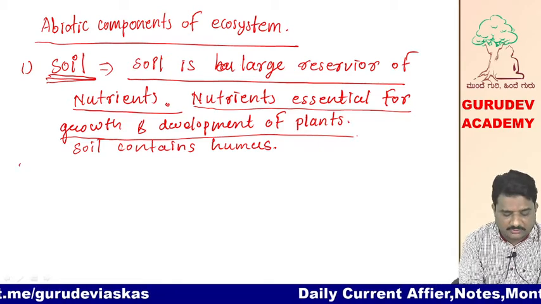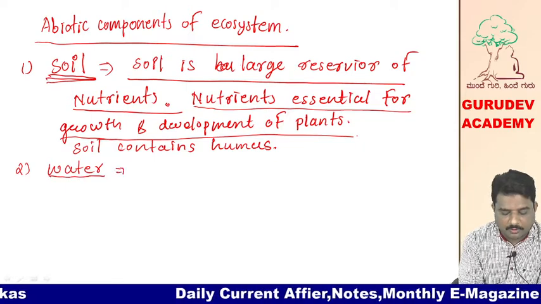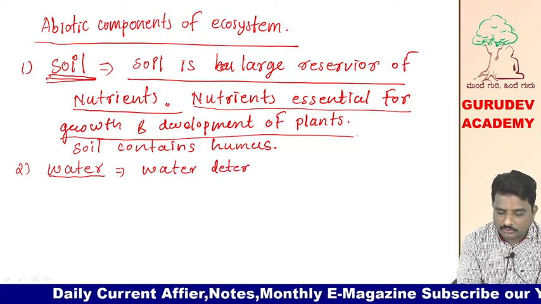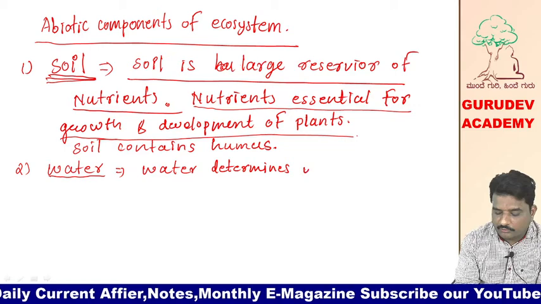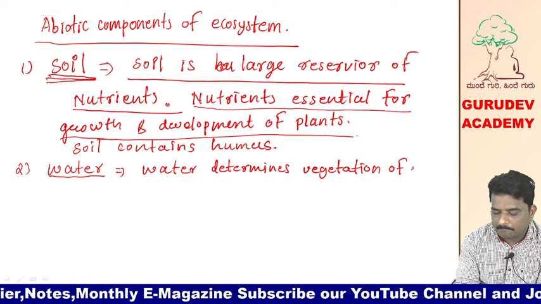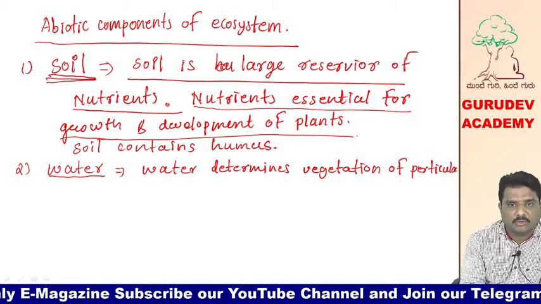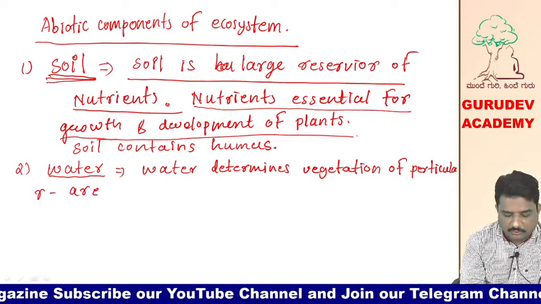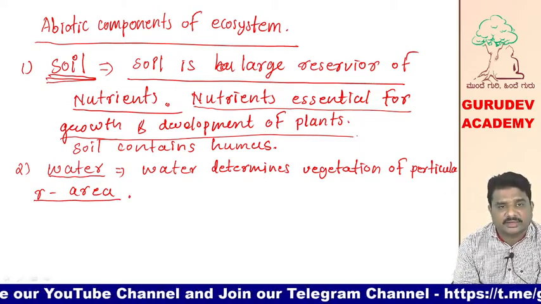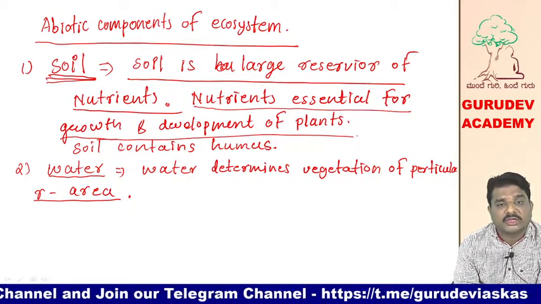Second factor after the soil, water. Water determines the vegetation of a particular area. Where there is more water, there are more plants, more grasses. If water availability is less, then no grasses or trees grow in that particular area.